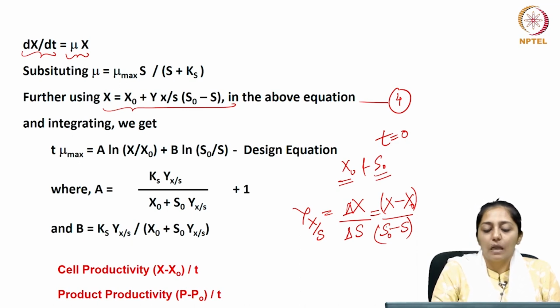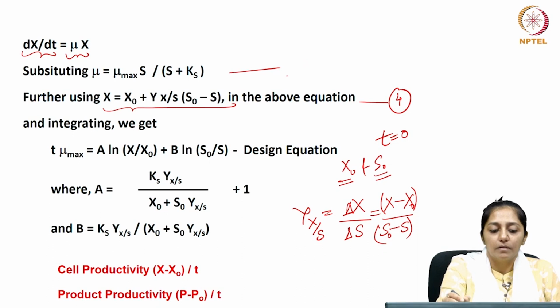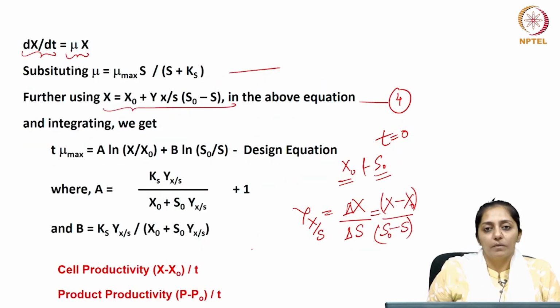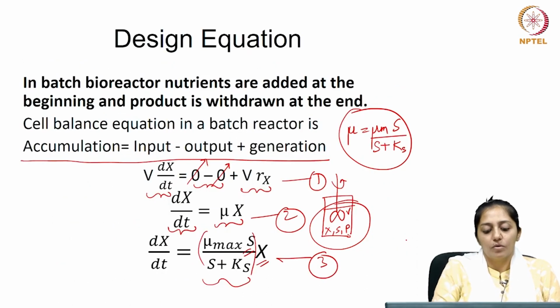Now, in equation 3, if you see equation 3, there are two variables, X and S. In order to have one variable, X or S, so that you can integrate the equation, you need to have another equation which can relate X and S. So, this equation 4 can be used as the second equation to solve or predict X or S versus t.